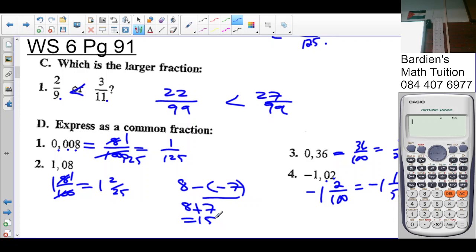Number 17 is negative 6. Number 18 is negative 13. Number 19, negative 45. Number 20, negative 20. A negative 1.